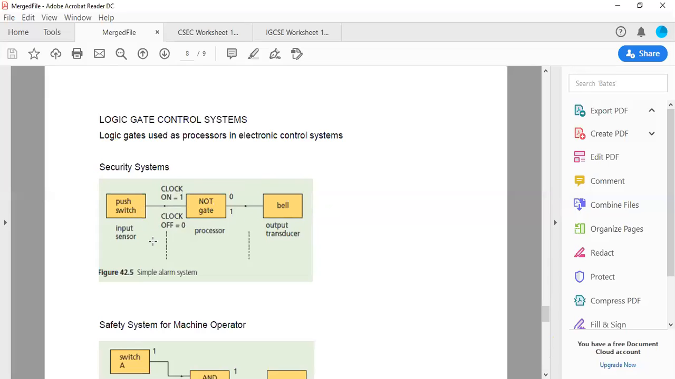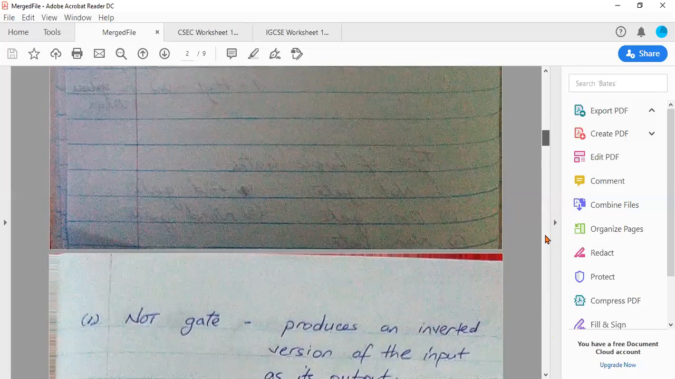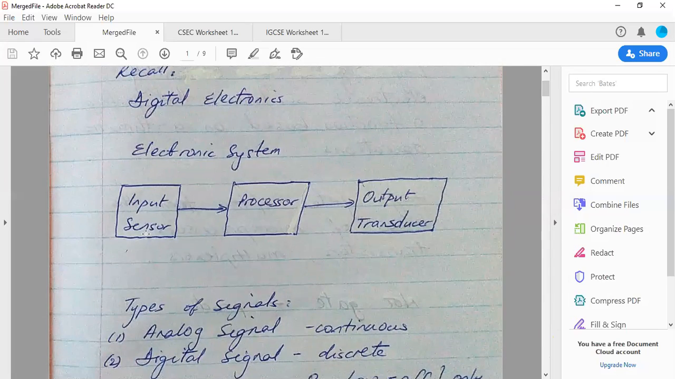So you would have an input sensor here, your processor, and your output transistor. This was explained at the very beginning of class last week. Just going back to recap, all electronic systems comprise three basic things: your input sensor, your processor, and your output transistor. As was seen with your cell phone, it's the same thing with your cell phone or your laptop.